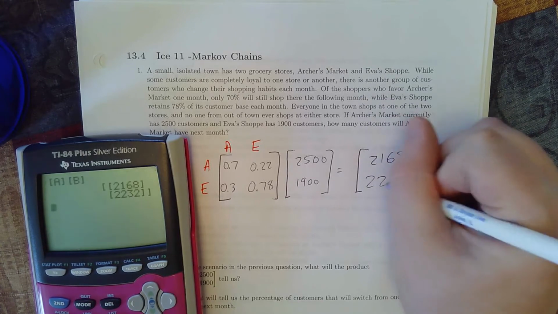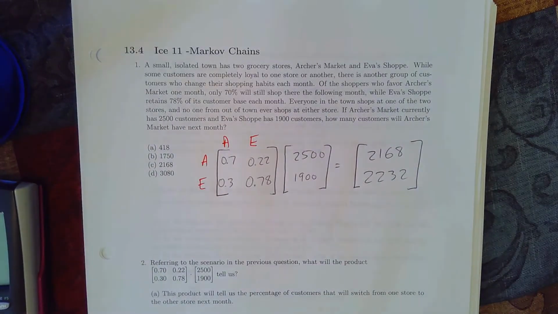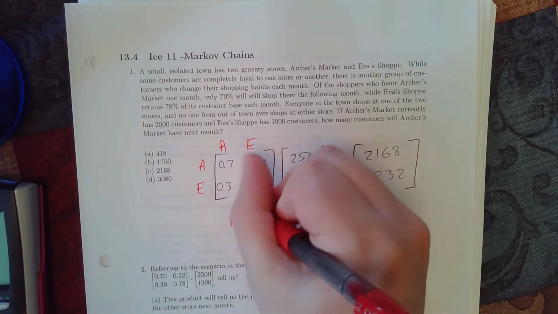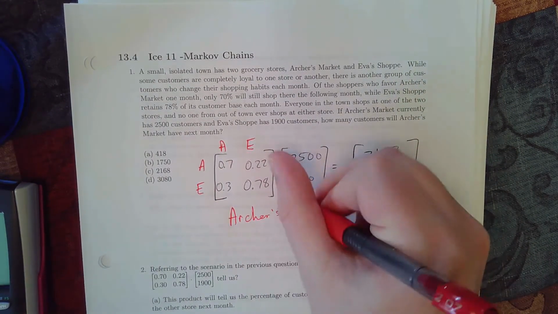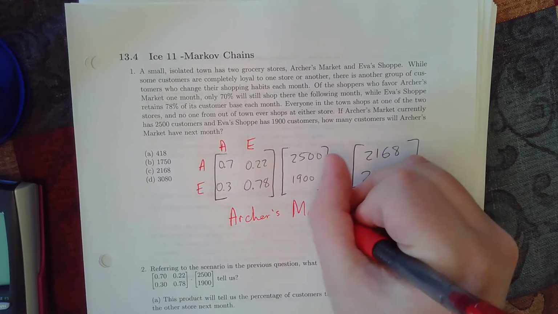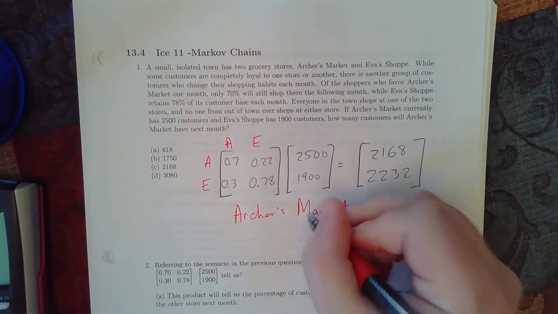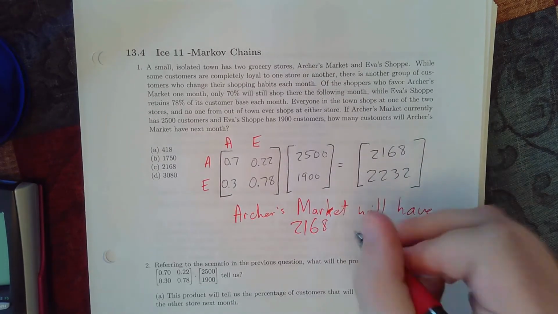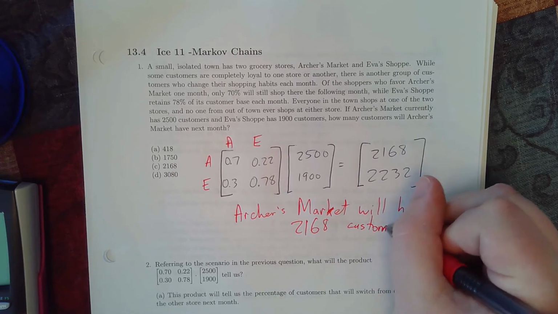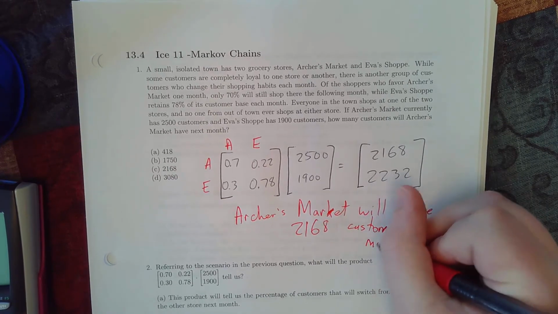2168 and 2232. So if we're looking for how many are at Archer's Market, that's going to be this first entry. Archer's Market will have 2168 customers next month.